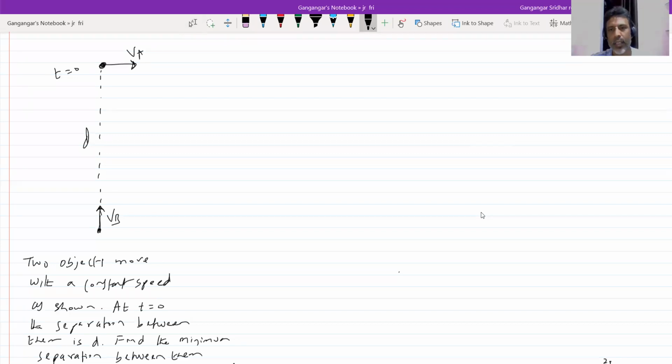Okay, now I'll suggest let's do some trial and error. Let's assume that VA is equal to 3 meters per second, VB is equal to 2 meters per second, and the distance d is equal to 10 meters. Let's assume some values so that it will be easy for us. Now after 1 second, from t equals 0, it is here. After 1 second, this is A0, B0, I'll write it. I'll just give the numbers.